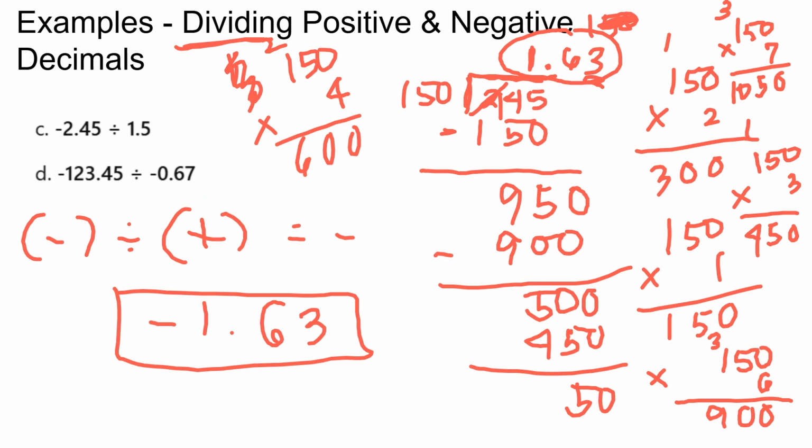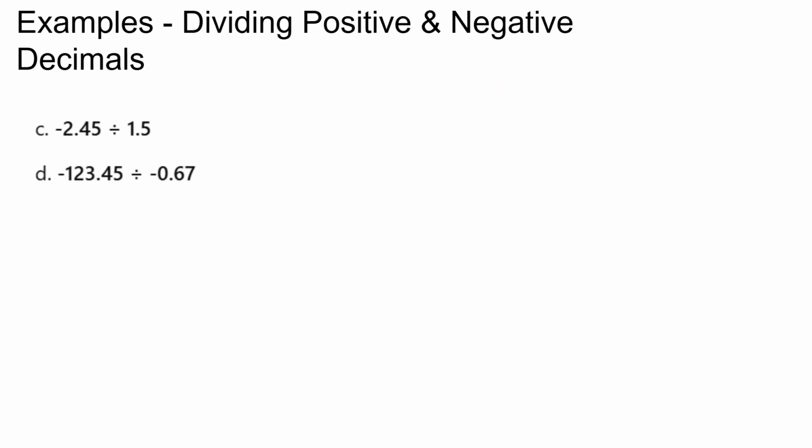See, it's easy, right? Don't forget to put the minus there. So you see, it's easy for us to divide positive and negative decimals. So again, the answer is negative 1.63. Next, we're done with letter C.